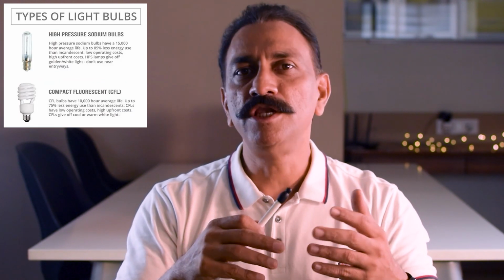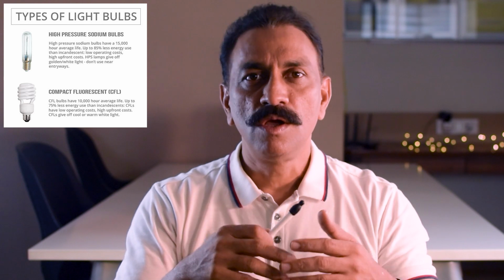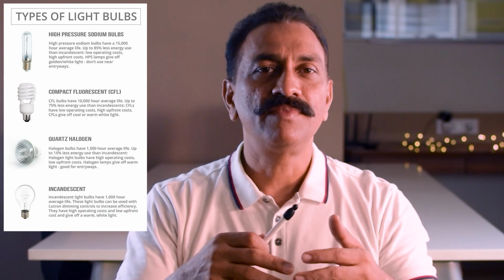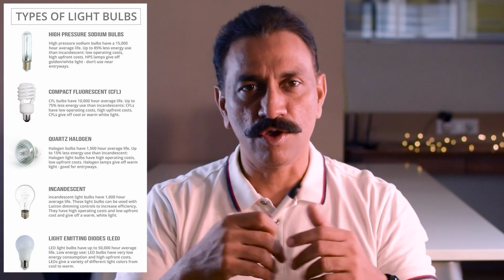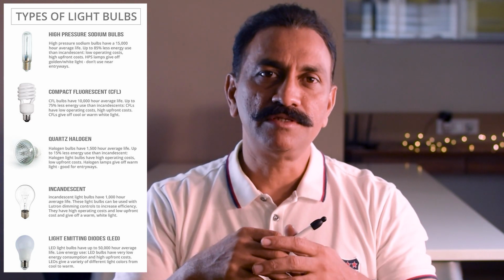Now, quickly understand what are the types of light sources available which are long lasting and eco friendly. There are five types of light sources: high pressure sodium bulbs, CFL, commonly known as compact fluorescent lamps, quartz halogen, incandescent, and LED, meaning light emitting diodes. Out of all these five types, we should prefer only LED light bulbs as all other types are out of date technology. LED light bulbs have the longest life of all, approximately 17 years, and consume energy efficiently. They are eco-friendly and have a variety of colors available.